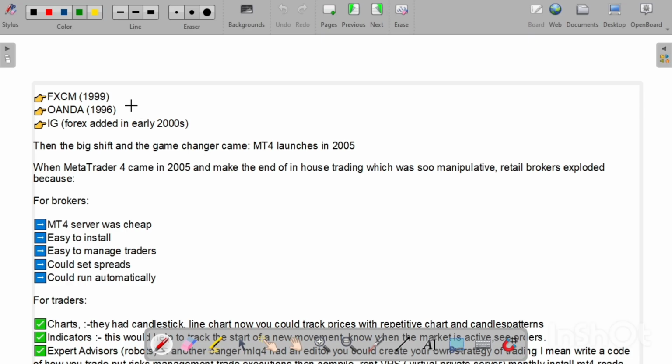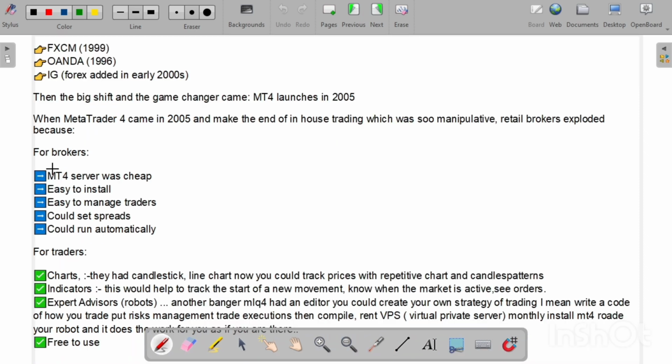But these were not enough for the market demand that was to come in the world. Then a big shift and a game changer came. MT4 launched in 2005. MetaTrader 4, which was launched in 2005. It opened a lot of opportunity. Let's go on and see.